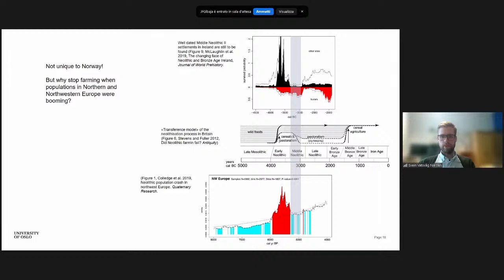And there was also the transference model published by Stevenson and Fuller for Britain, where they showed that the cereals were quite clearly much more numerous in the early Neolithic. And what we have to explain is how this can work together with the evidence of population decline all over Northwestern Europe at the same time.